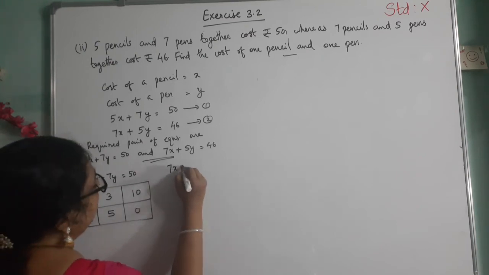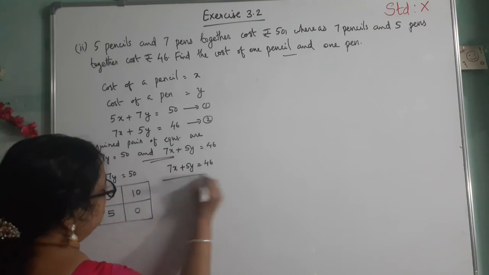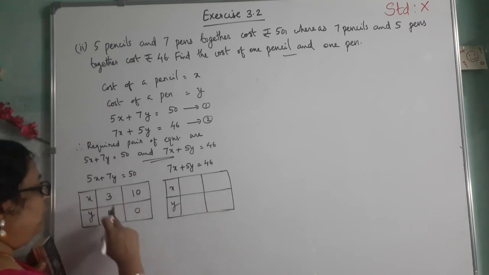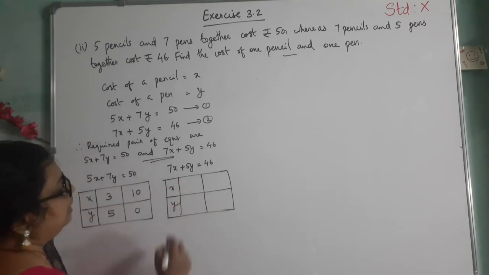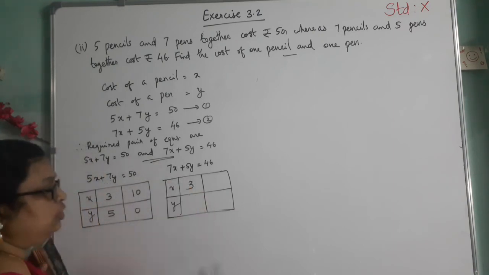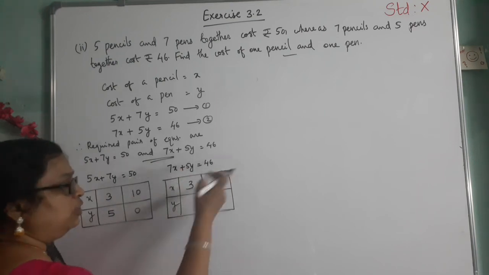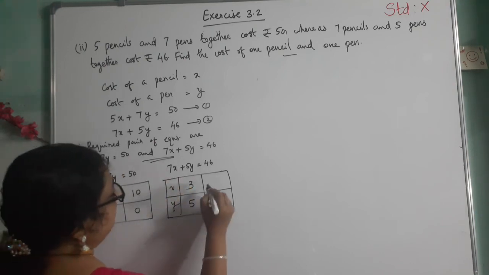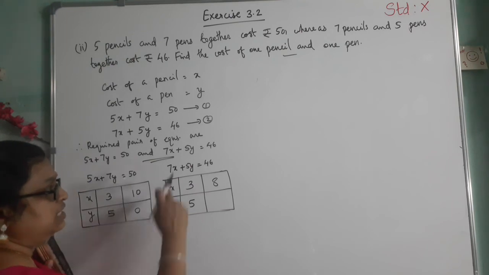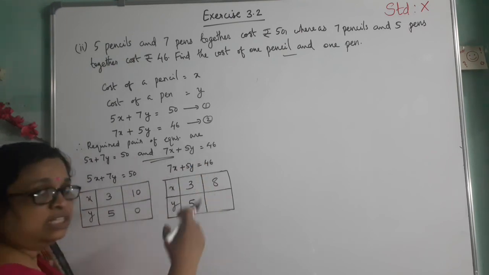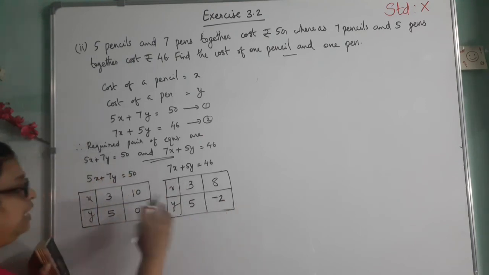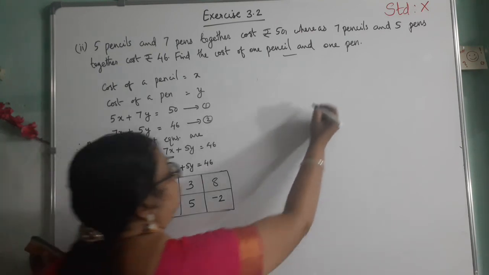Then this one, 7x plus 5y is equal to 46. Here also we can find out 2 points. When x equal to 3, 7 into 3 is 21. Then 46 minus 21 we get 25. So 5y is equal to 25, y is equal to 5. Then next, x equal to 8: 7 into 8 is 56. Then 5y is equal to 46 minus 56, that is minus 10, and y equal to minus 2. So we get 2 points. Then we can draw the graph.